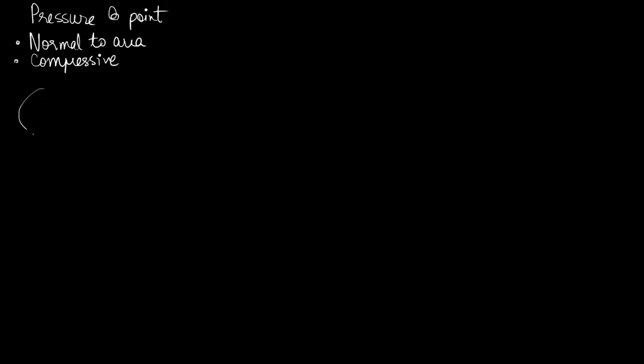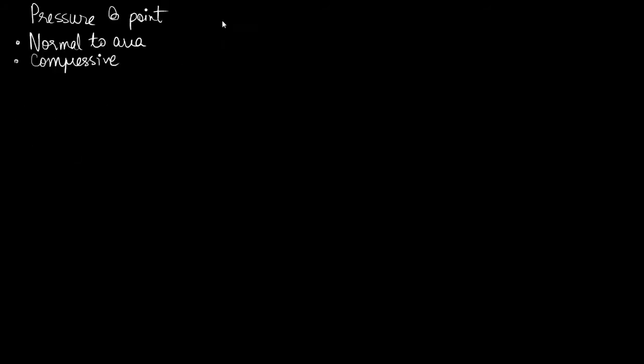Let us first consider the pressure at a point. The important characteristics of pressure are that it is normal to the surface area, and that it acts in a way that it is compressive. So if we have a balloon like this, the external pressure will always act normal to all the given points on the surface of the balloon, and it will always act in such a way that it tries to compress the balloon, unless of course the pressure inside the balloon is larger.